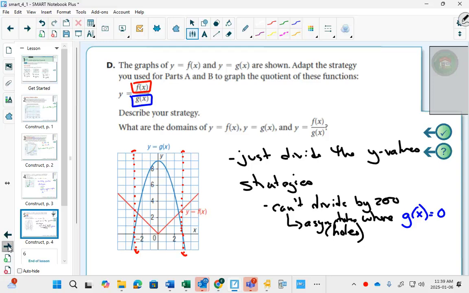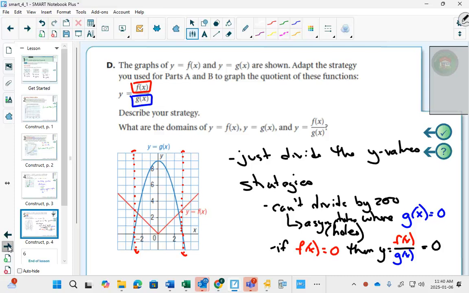Zeros are very important. As a strategy, if the red graph is equal to 0, and that's the graph on the top, does it make sense that f of x over g of x, if you have 0 on the top of your fraction, it's going to equal 0?